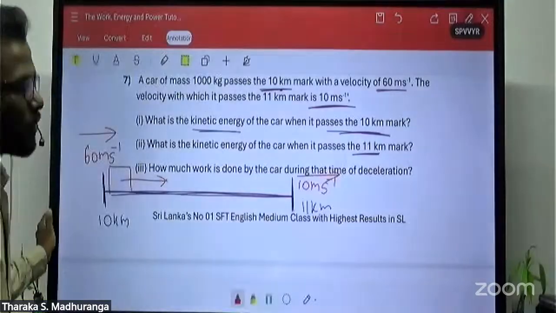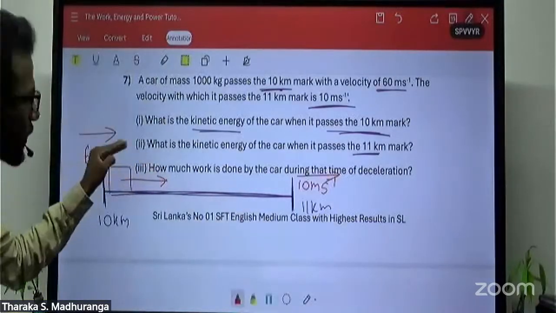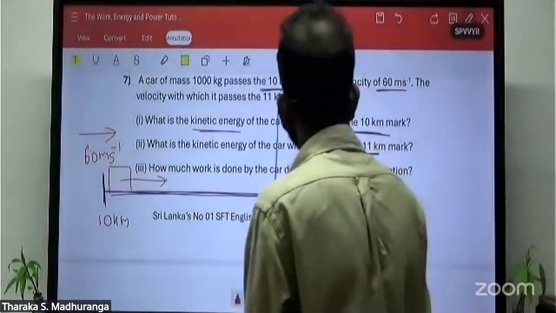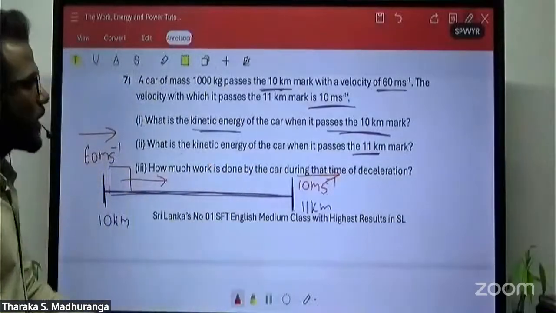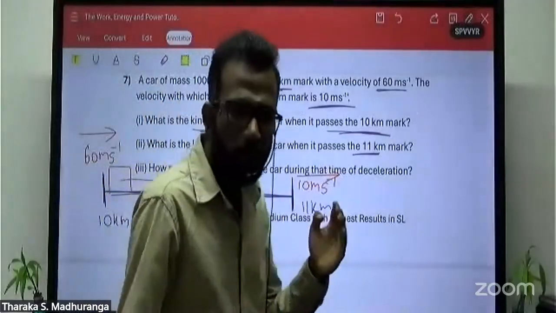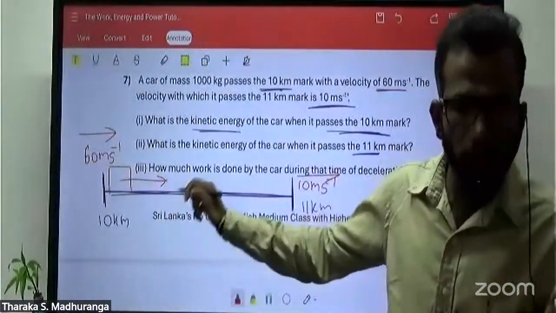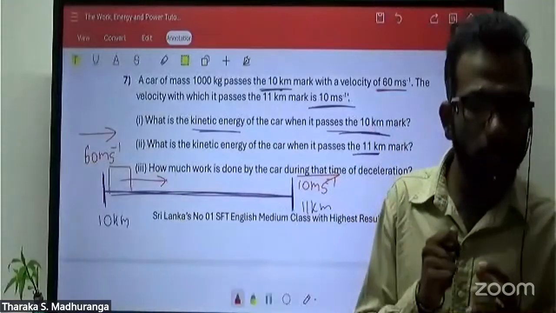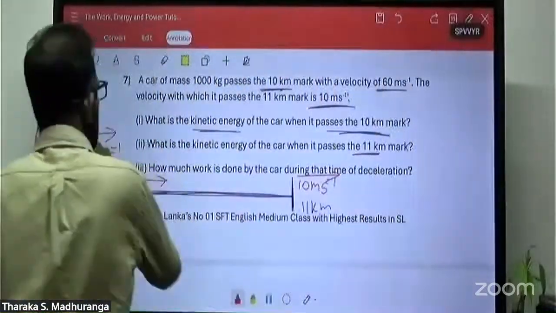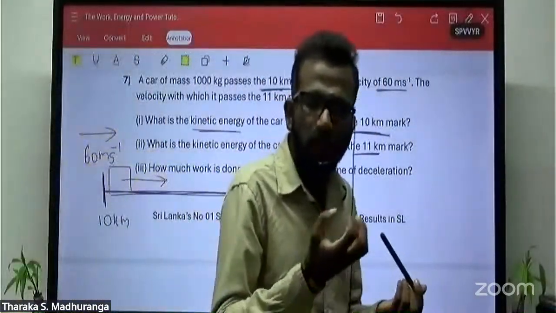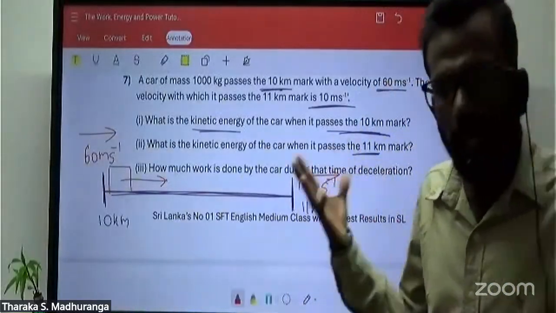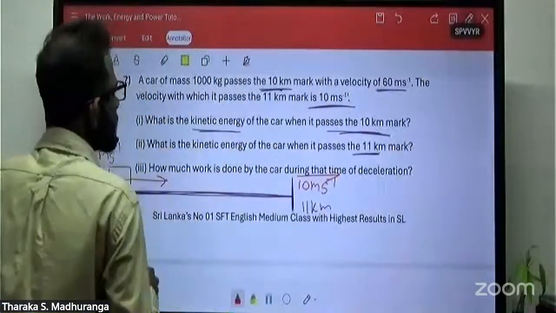Then the third part asks: how much work is done by the car during that time of deceleration? You can see 60 meters per second to 10 meters per second. The gap from the 10 kilometer mark to the 11 kilometer mark is 1 kilometer. Within this 1 kilometer, the velocity has decreased with time, therefore that is a deceleration.